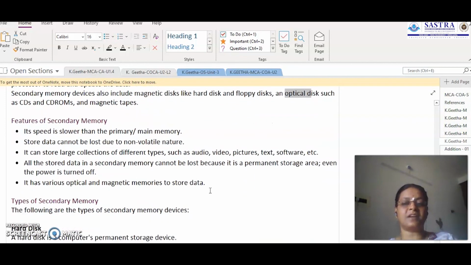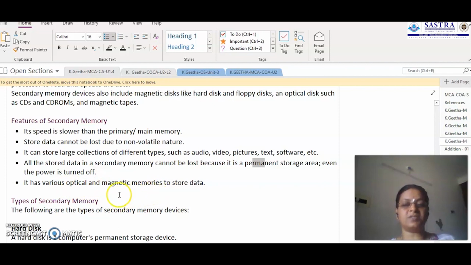Coming to the features of the secondary memory, the speed is slow when compared to the primary memory, but the size is going to be huge, and the data will not be lost because it is non-volatile in nature and permanently stored. It can store large collections of data for backup. Whenever we want to back up multimedia content like audio, video, images, textual data or any kind of software, we can make use of secondary memory as a good option. Even if the power is off, the data remains available in the secondary memory. It has various optical and magnetic memories to store the data.